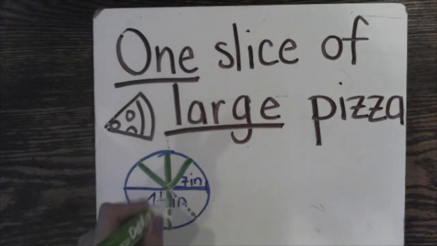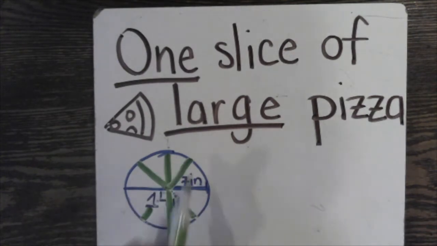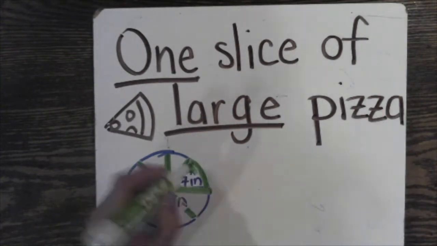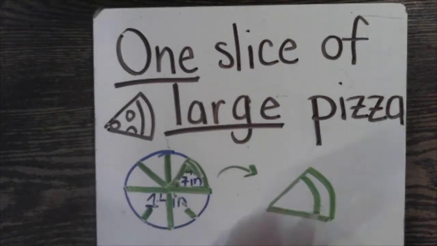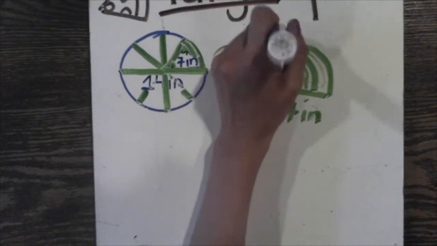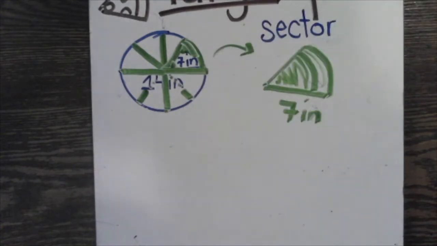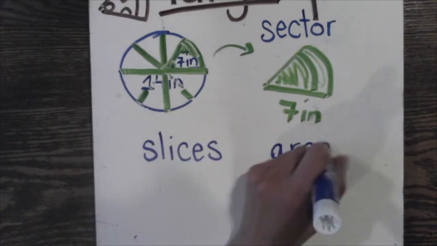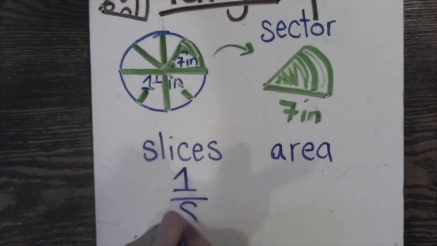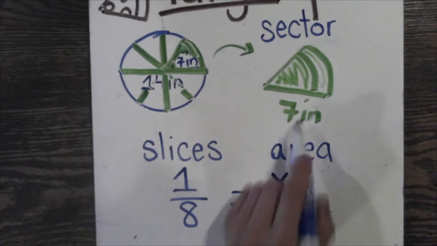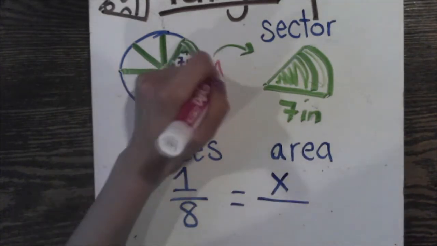Now, let's take a look at the 1 slice that we want. We're going to take out this slice, and that is now called a sector. A part of the full pizza is called a sector, and this sector has a radius of 7 inches. So let's take a look at what information we know. We know we are looking at slices, and we know we are looking at area. We want 1 out of 8 slices total, but what is the area of my slice? That I don't know. However, I can find the area of my full circle.